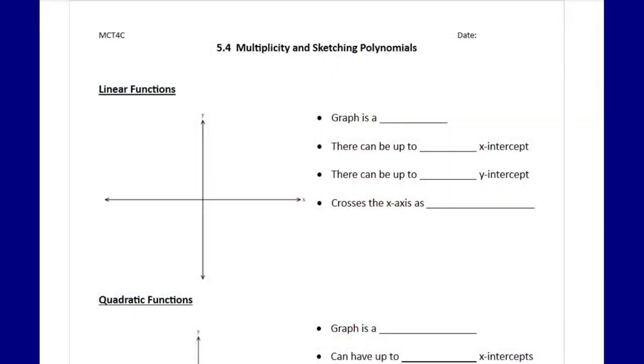In this lesson, we are going to look at multiplicity and sketching polynomials. This is going to summarize a little bit of what we did in the investigation previously, and it's going to allow us to sketch different polynomials of different degrees. It's going to give us some tips and strategies on how to do that. But first, let's look at our different functions and some of their characteristics.